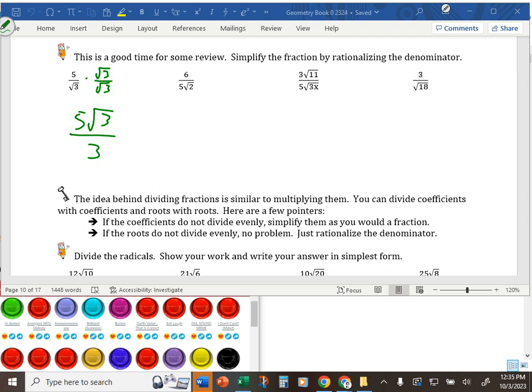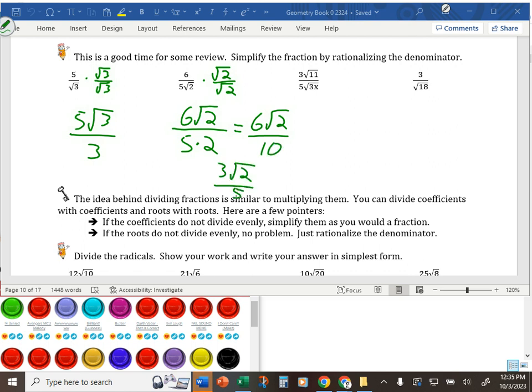The next one, we're multiplying by root 2 over itself. So root 2 over root 2. That gives us 6 root 2 over 5 times 2. Right? Because root 2 times root 2, that's what rationalizing does. It cancels out the root for that term. And so we get 6 root 2 over 10, which reduces to be 3 root 2 over 5, and that should be your final answer. Yep. Simplify, simplify, simplify.